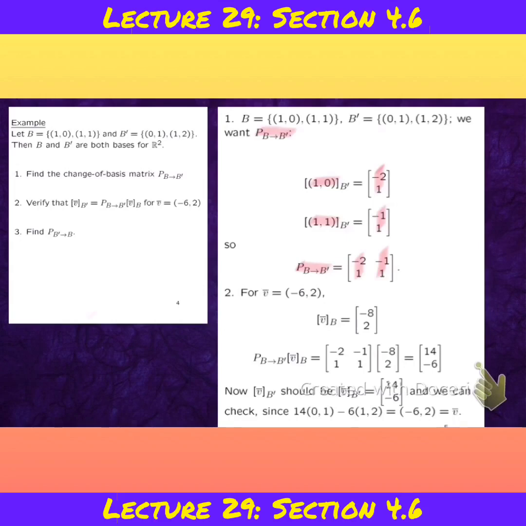The second question there, they ask us just to verify that the coordinate vector of v with respect to the basis B prime is in fact the change of basis matrix multiplied by the coordinate vector of v with respect to B. Now to do that is not difficult. Let's first determine the coordinate vector of v with respect to the basis B.